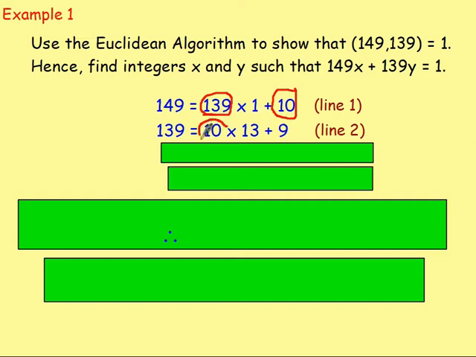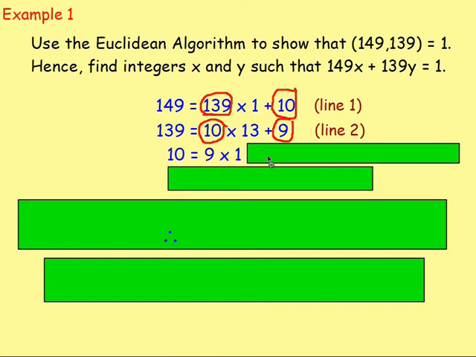Now we take the 10 and we write that in terms of the remainder. So we're going to have 10 equals 9 times something. Well, 10 is going to be 9 times 1 with a remainder of 1. Perfect. And we're going to call that line 3.